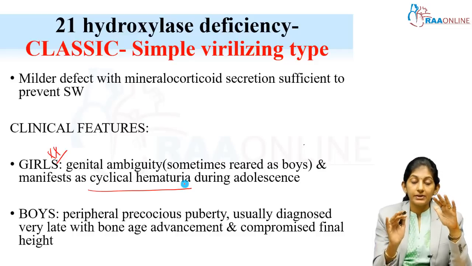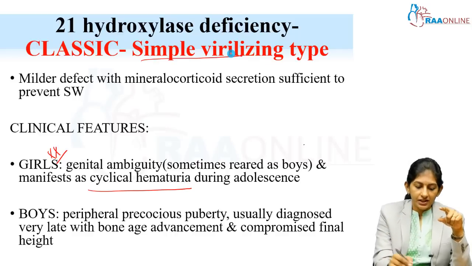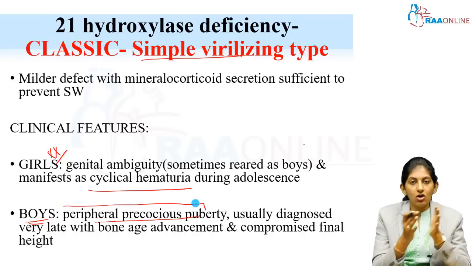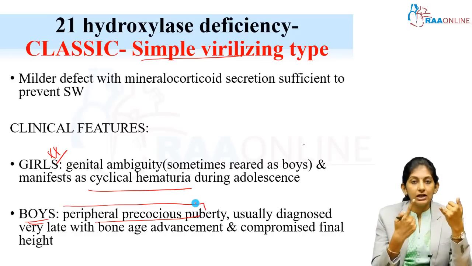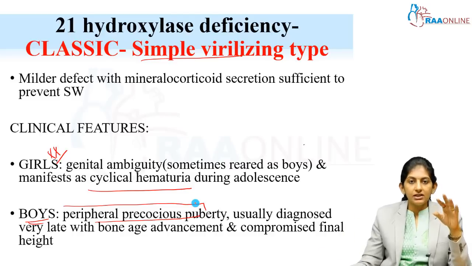So such presentation is also common. And simple virilizing type in boys will present as peripheral precocious puberty. So onset of adrenarche will be very early: pubic and axillary hair, change in voice, acne, etc. And they are very advanced with their bone age. So ultimately their height will be compromised, resulting in short stature.